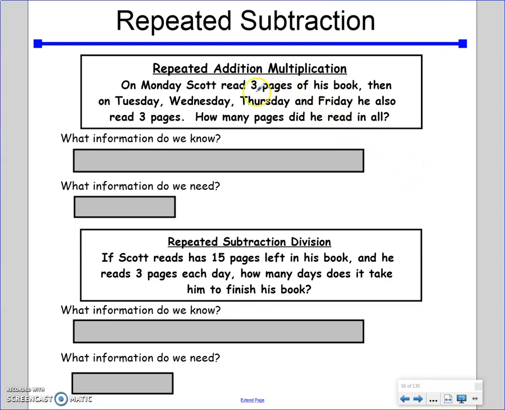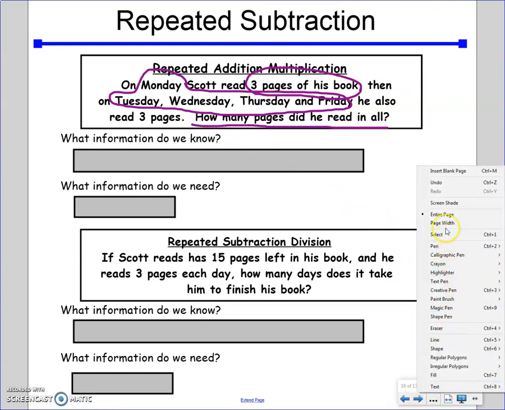Well, we know that every day Scott is reading 3 pages of his book, so that's the repeating action. And we also know how long he did that for, even though we have to think about it a little bit. We know that he did that on Monday, Tuesday, Wednesday, Thursday, and Friday. We know that he did that for 5 days. What we're trying to find is, of course, what the question's asking. How many pages did he read in all?